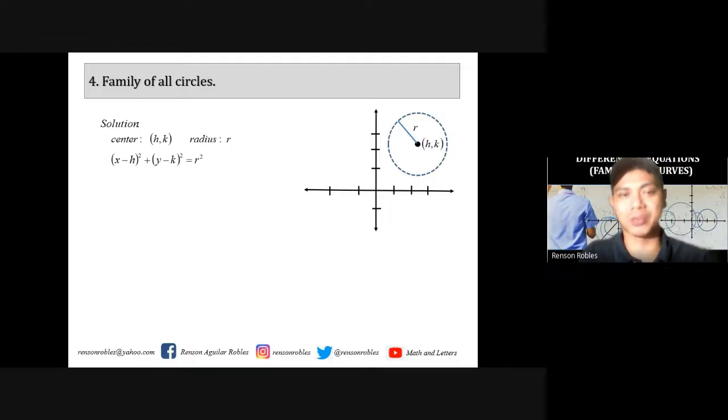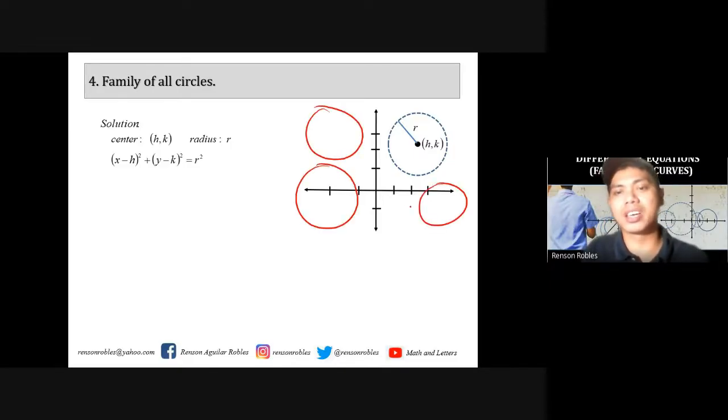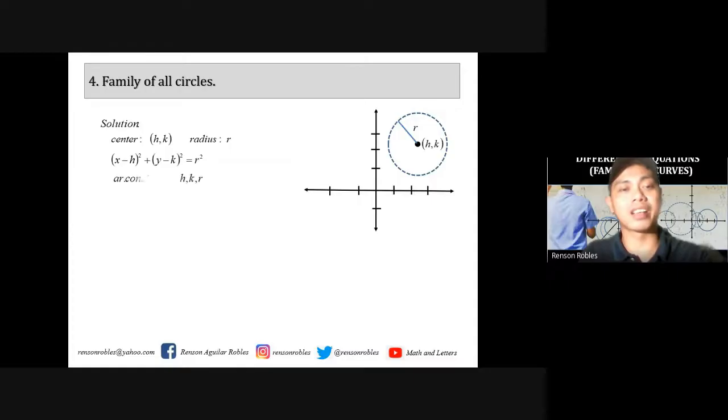That leads you to (x − h)² + (y − k)² = r². Now, the question is, among h, k, and r, which of those are arbitrary? As you can notice earlier, when I drew circles, the radius changes as well as the center, and therefore we have three arbitrary constants, h, k, and r, because all these variables change from one member of the family to another member of the family. So we shall differentiate this working equation thrice. That's a lot of work to do.